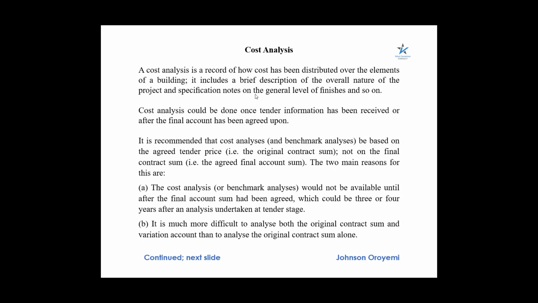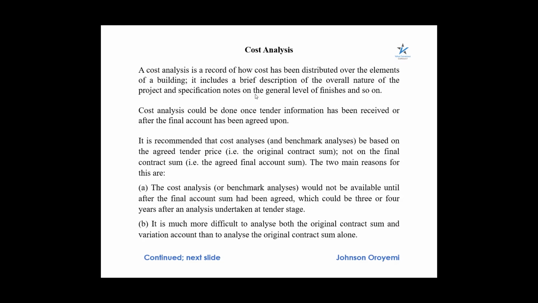It can be done when the tender information has been received and after the final account has been agreed upon, but it is recommended by RICS in New Rules of Measurement 1 that we make use of cost analysis based on the agreed tender price and not on the final contract sum. The reason is that it might take time to prepare the final account sum before it is agreed on.